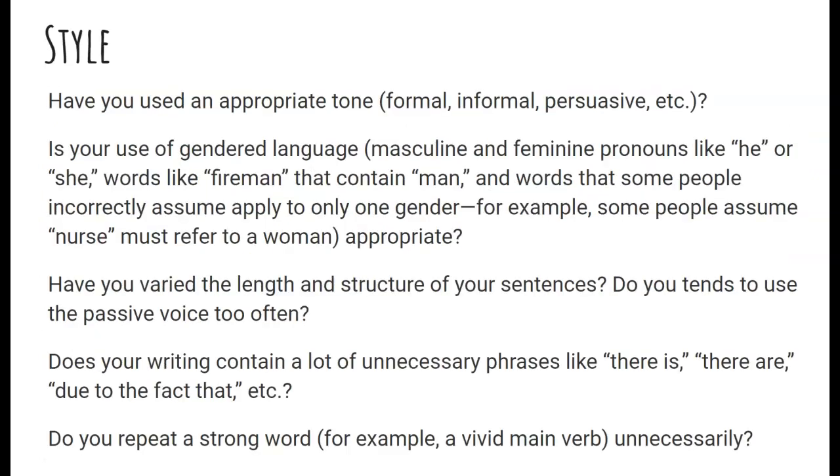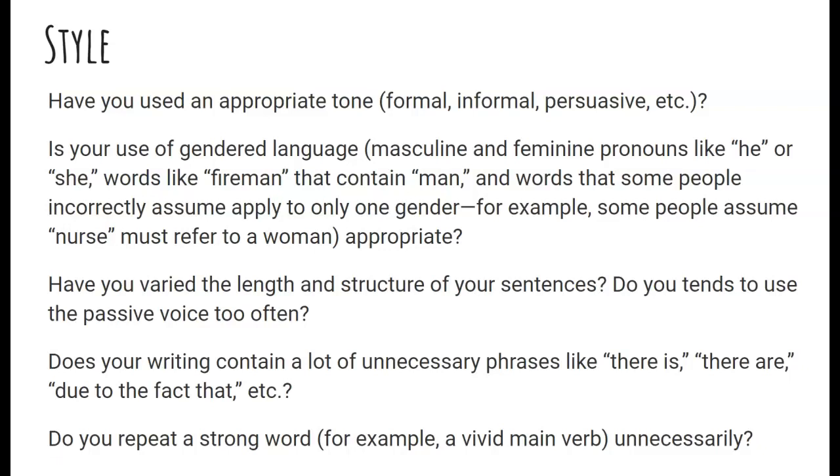Style is one of the last things that we looked at. So have you used an appropriate tone? Is it formal, informal, persuasive? Is it academic? Is it conversational? Think about the assignment. Look at the instructions. What are you supposed to be writing? Is your use of gendered language appropriate? So have you used the term fireman when you are referring to fire people, or mailman when you're referring to male persons? Pay attention to how you use gendered language and make sure that you're not accidentally being stereotypical or you're not making incorrect assumptions.